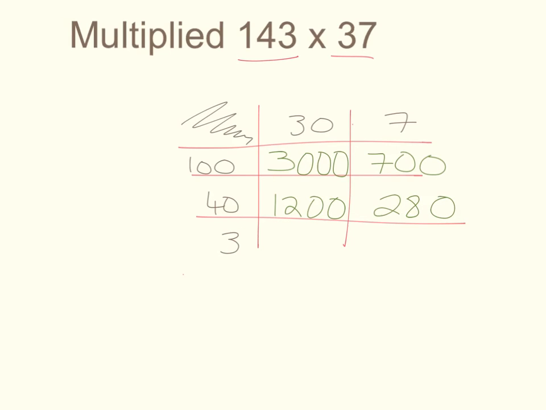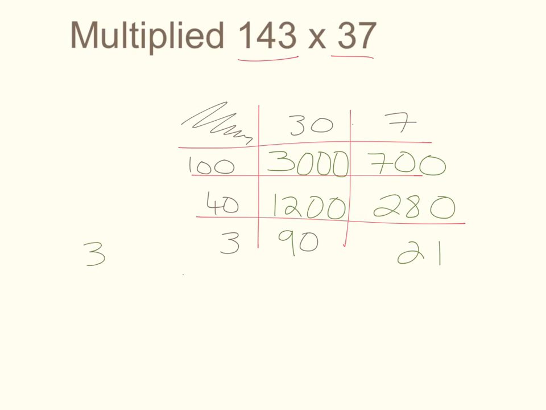On to the bottom line now. 3 times 3 gives me 9. How many zeros have I got? 1. 3 times 7 gives me 21. How many zeros do I have? None. So now, once I have completed that, I'm going to add my answers together.